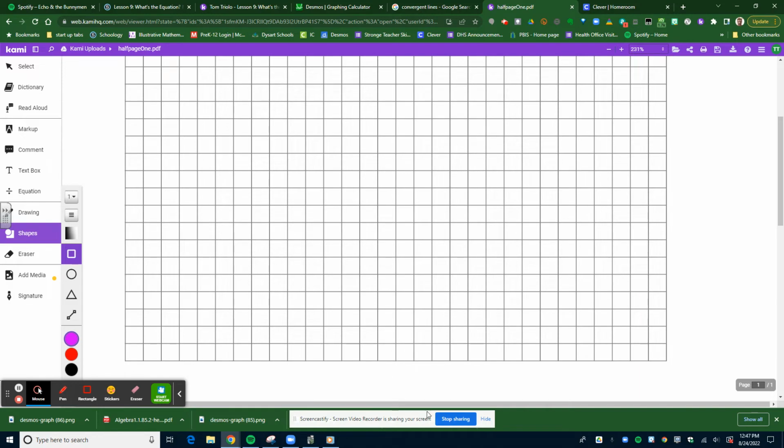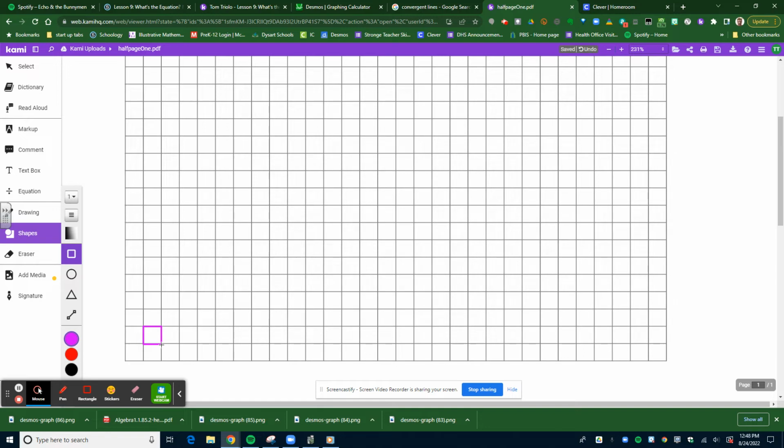How big? 1 by 1. I don't want to stop sharing, but now you're in my way. Go back down here. All right. So one little rectangle, right around here-ish. Okay. There we go. And the rectangle is really not a rectangle, is it? It's a square. Okay.